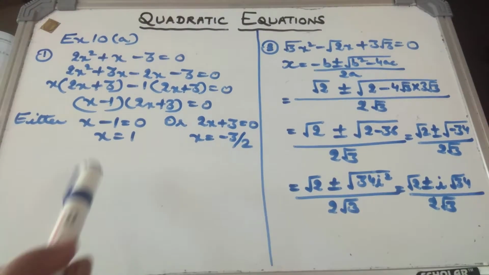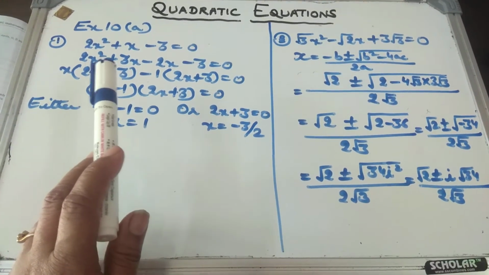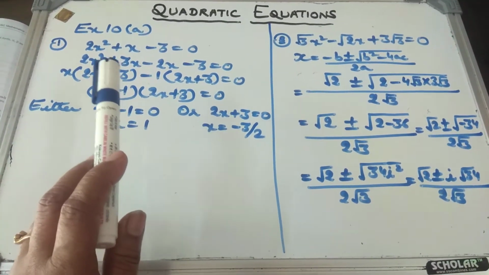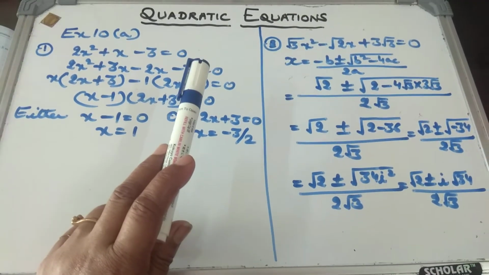Children, now we are starting with exercise 10a. Now I am doing question number 1 for you with the factorization method. 2x square plus x minus 3 equals to 0.